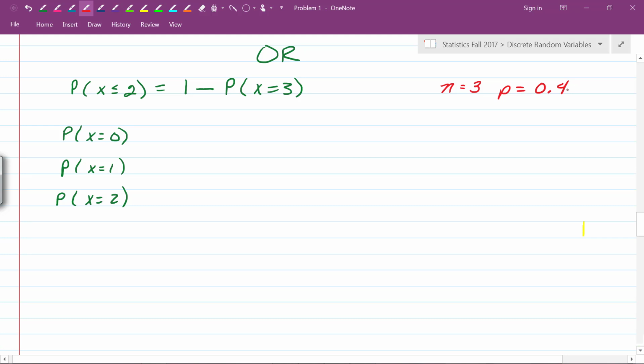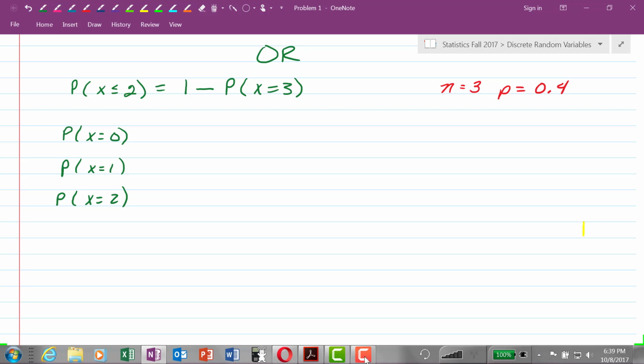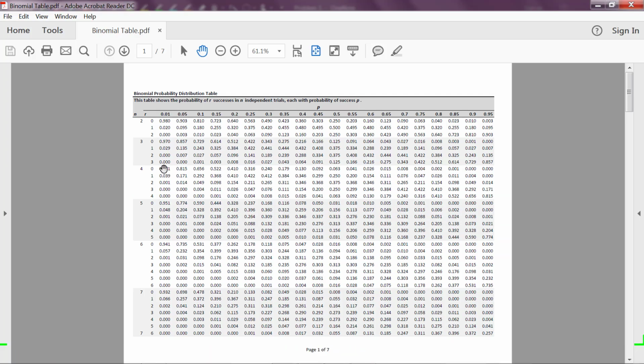Alrighty, so in this case, we can bring up our tables, and our tables are right here. And I can say that my sample size, the number of trials, is 3 right there. And our probability is right here at 0.4. So we're going to be looking at the intersection, and we know then that we're going to be looking at the probability that x equals 0, plus the probability that x equals 1, plus the probability that x equals 2. So we're going to sum those three probabilities together.